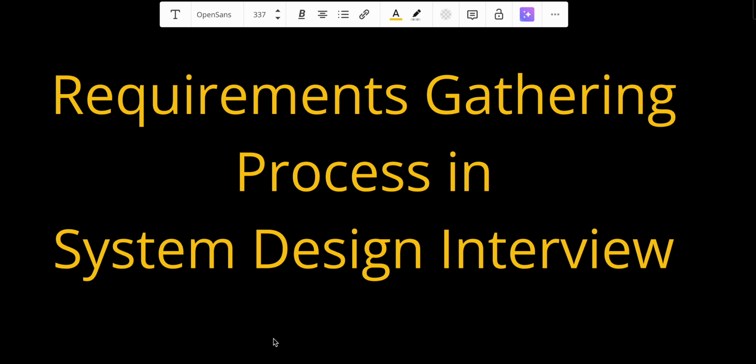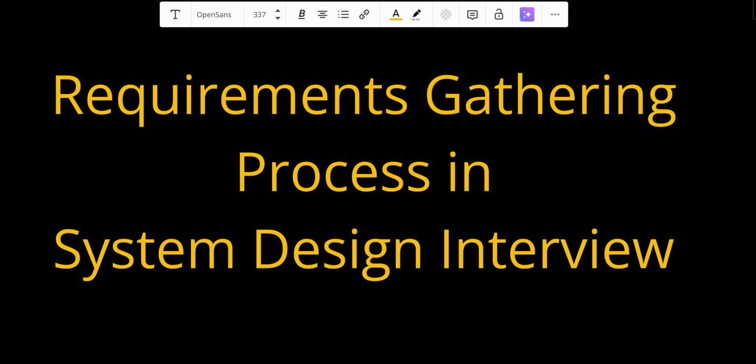Today we are going to talk about an important topic, which is the requirements gathering process in the system design interviews. I would say that this step is the most important step in your system design interview. If you nail this step, you have a high chance to succeed in your system design interview. If you didn't do this step in the best way possible, your interview is done.